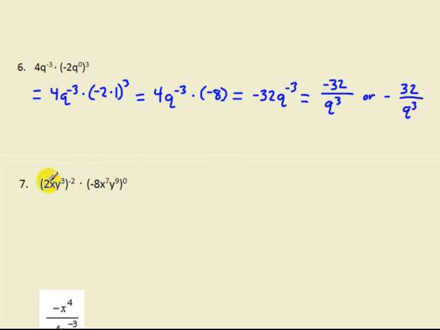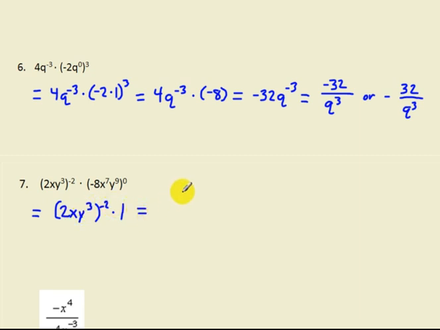Right, number 7. We have (2xy cubed) all to the negative 2 power times (negative 8x to the 7th, y to the 9th) to the 0th power. Now the nice thing about this one is no matter how complicated the term inside the parentheses is, it's going to be raised to the 0th power, which means this is simply 1. So this is 2xy cubed to the negative 2 power times 1, or in other words, just 2xy cubed to the negative 2nd power.